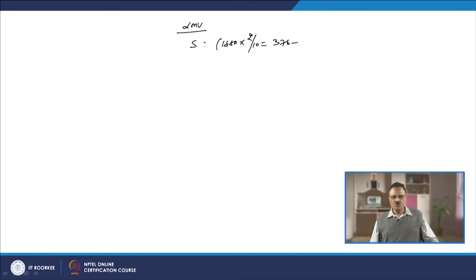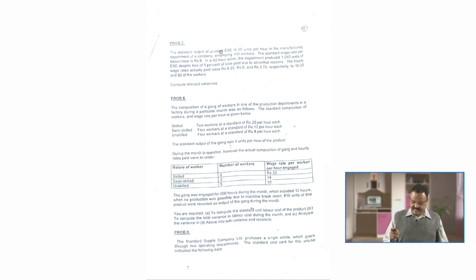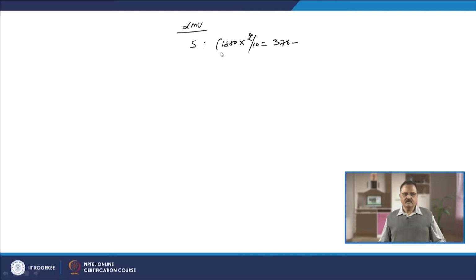And what is the actual time? Actual time is again for 2 workers. If the total is 1880, and the total number of workers is again 10, then 1880 divided by 10 works out as 188 hours per worker. And how many actual skilled workers have we put on the job? They are 2. So, if you multiply by 2, this works out again as 376. So, you have to multiply this variance with the rate.